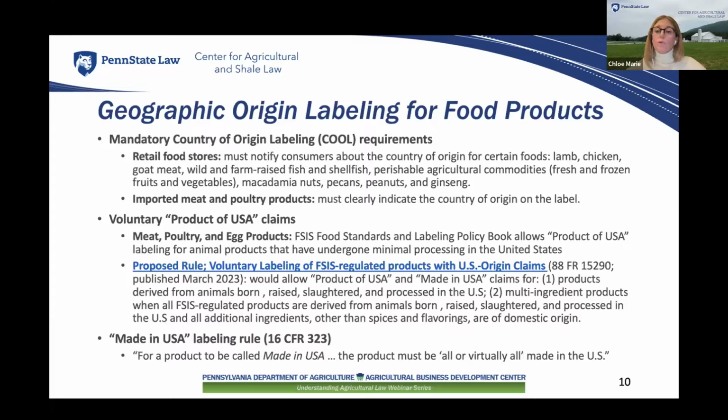Additionally, the rule would allow for qualified claims to be used on products that do not meet the criteria for the authorized claims. These qualified claims would need to include a description of the preparation and processing steps that occurred in the US. For example, sliced and packaged in the United States using imported pork. The comment period for that rule ended in May 2023, so stay tuned.